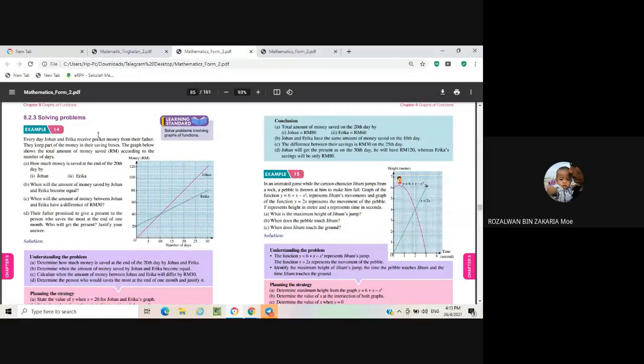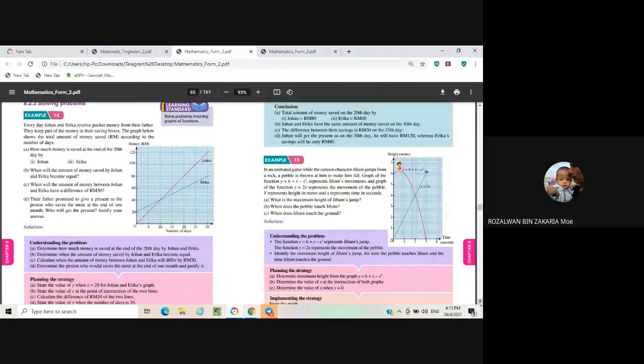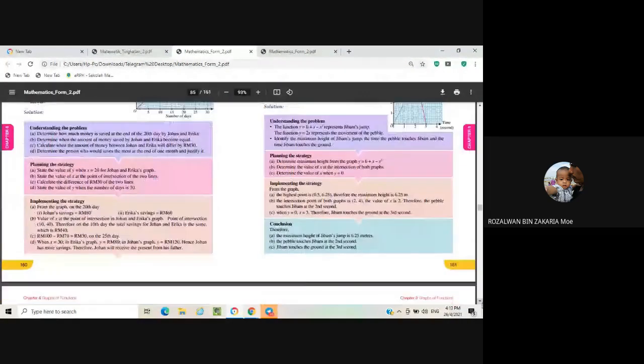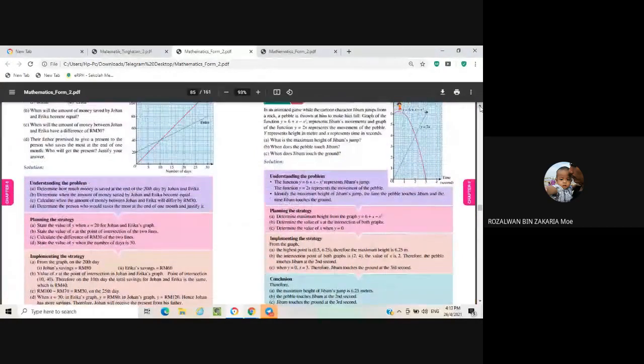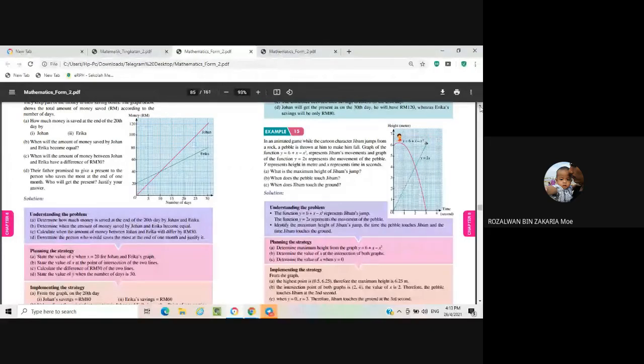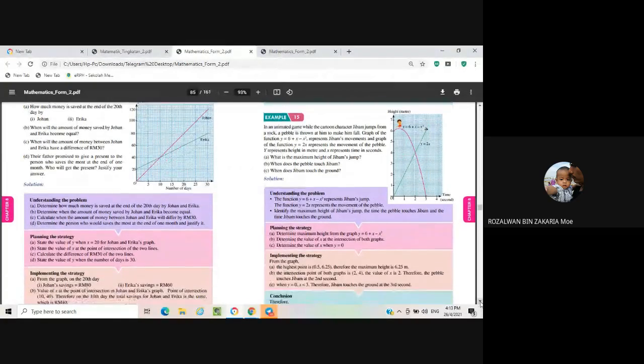So for this question, you have to be more careful. You have to look carefully at the graph. You have to know how to read the graph. Okay, then look at this one. Example 15. Actually, this is the last example for this chapter.